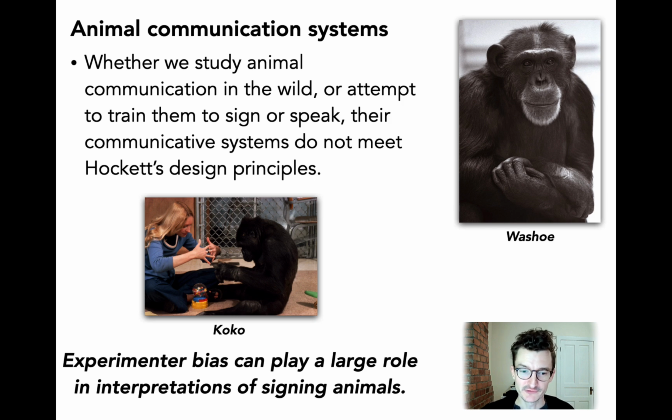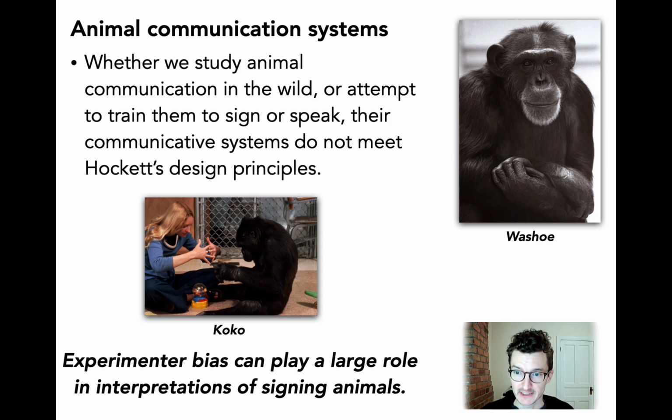One issue with these studies is that experimenter bias can play a huge role. So if you've spent 5-10 years of your life training a chimpanzee to sign, you might feel like you have this connection with the animal and that they're really talking to you. But there's just really no evidence that they can combine the signs that they've learned in a unique way to create an infinite number of ideas.